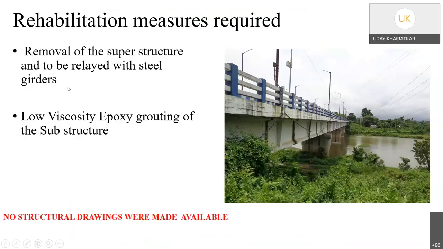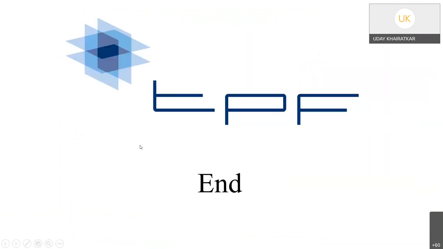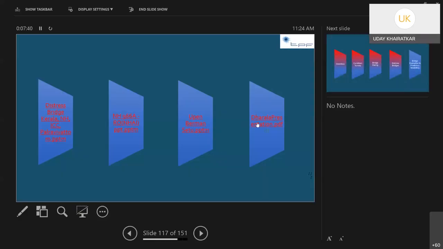So the remedial measures required were removal of the superstructure, to be relaid with steel girders, and low viscosity epoxy grouting of the substructure. These are details of cables that represent. This is the end of the slide. We'll move on to the next slide.